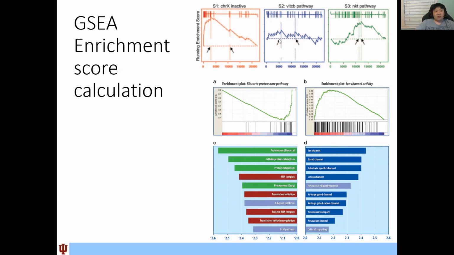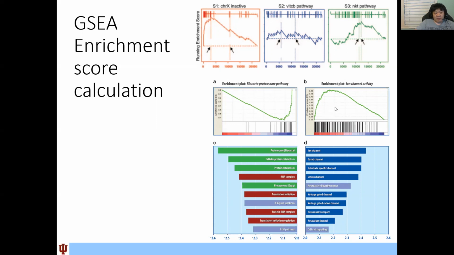And also, one thing is that once we get this curve, the highest value of the ES curve is considered as the enrichment score of the upregulation, and the lowest value is considered as the enrichment score of the downregulation. So this is a typical observed ES score of a downregulated pathway.